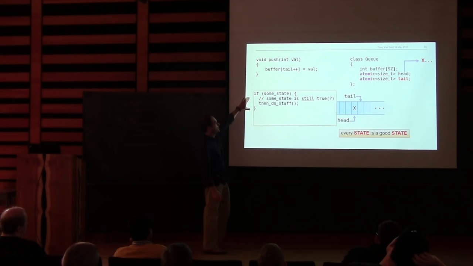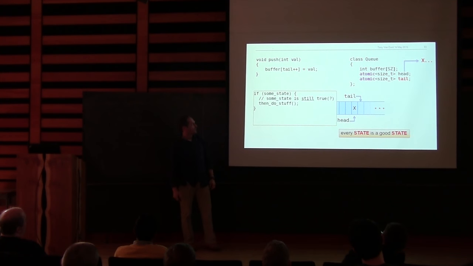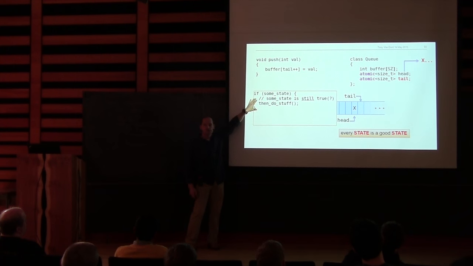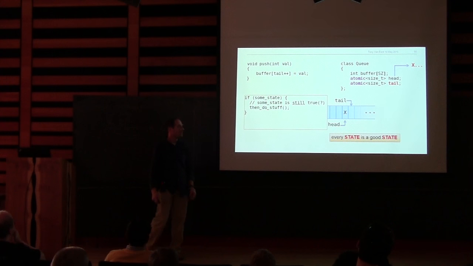Here's the part about normal code: you do this. If some state is true, then that state must still be true, and then you can do some stuff. Lock-free code, you can't make that assumption. And the problem is that you're so used to doing this. Even though I know I can't do this when I'm doing lock-free coding, I still do it, because it's just automatic. You just forget that you're not allowed, because you've been doing this your whole life, right?